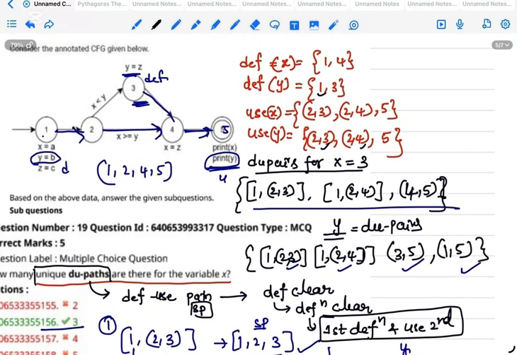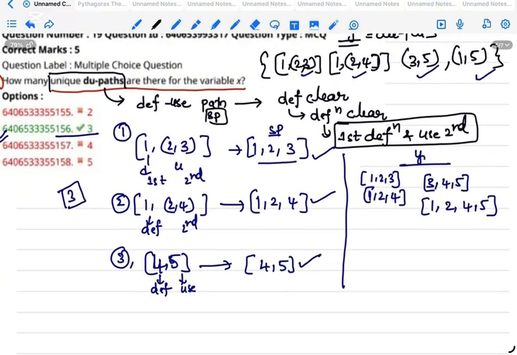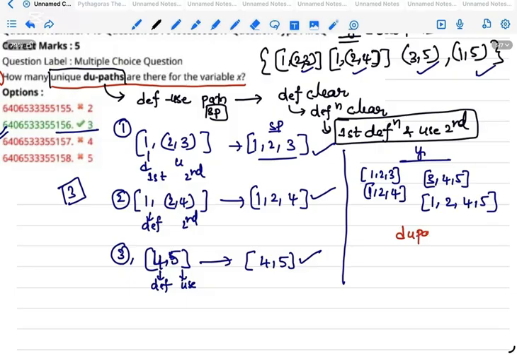In this path, 1, 2, 3, 4, 5 is not a valid du path, because this is a definition of y and this is a redefinition. It should be def clear, so it is not definition clear, it is a redefinition of y again, so it is not a valid du path. So du paths are 4 for the variable y and 3 for the variable x. These are the answers to these questions.